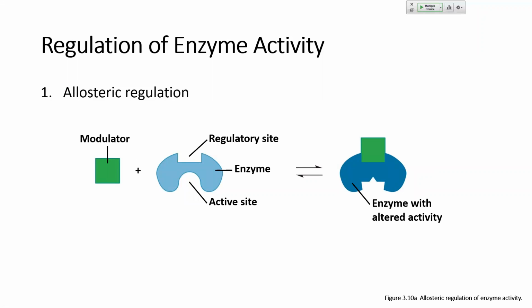Now the modulator can be a lot of different things. It can be functional groups that are bound because of certain levels of substrates or levels of products. And so basically, it binds to the enzyme, and depending on what is best at that time, what's most efficient, it'll turn the enzyme off or turn the enzyme on.